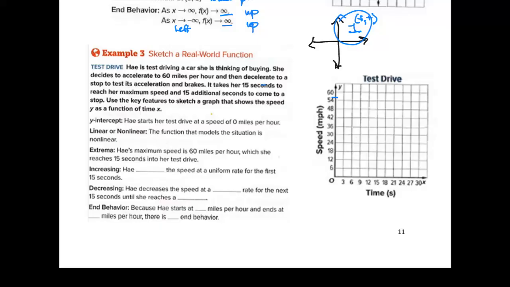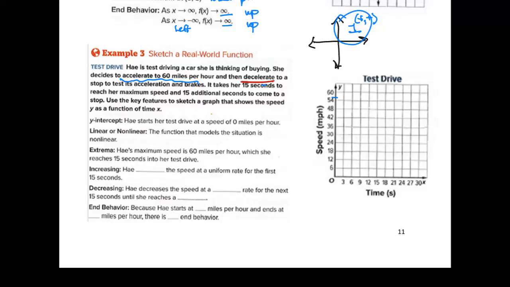Hay is test driving a car she is thinking of buying. She decides to accelerate to 60 miles an hour. What does accelerate mean? If you're driving a car, what does it mean to accelerate? Going faster. Yeah, she's going to go faster to 60 miles per hour. And then she's going to decelerate. So she's going to slow down to a stop to test its acceleration and brakes.